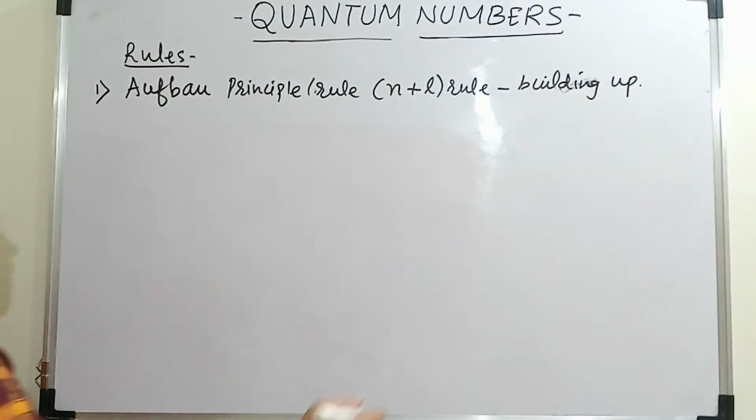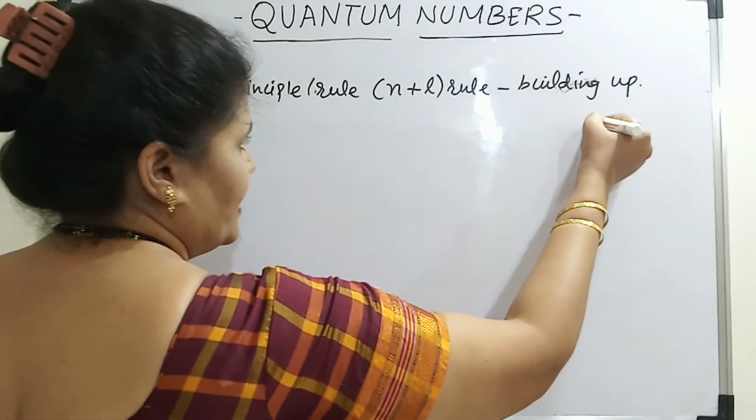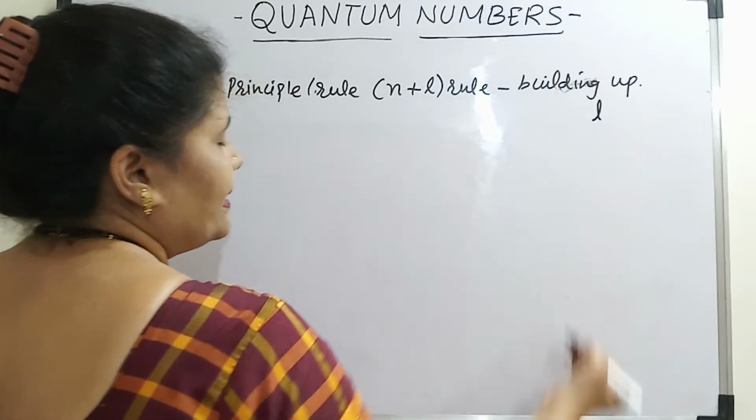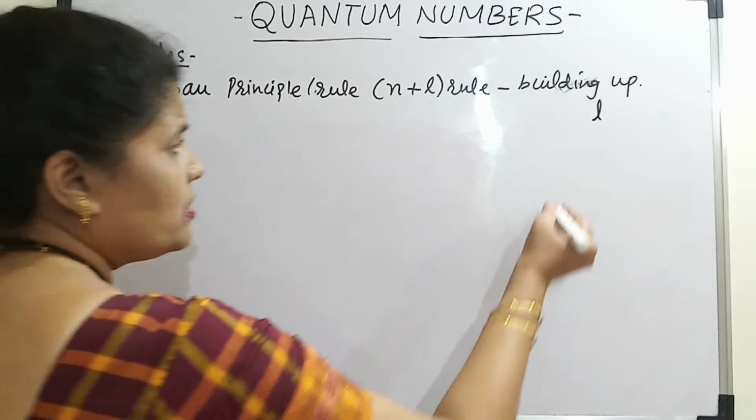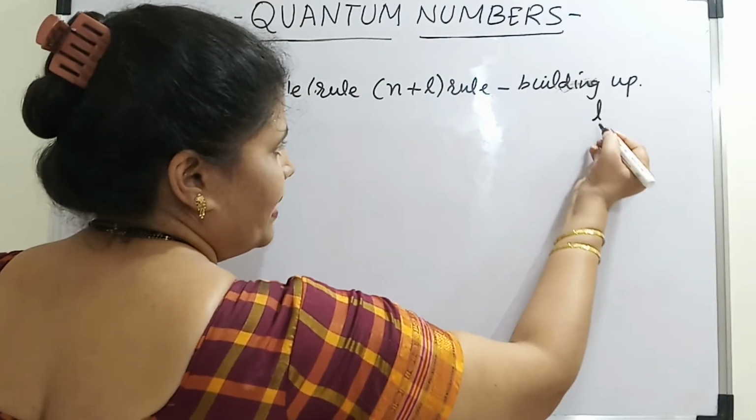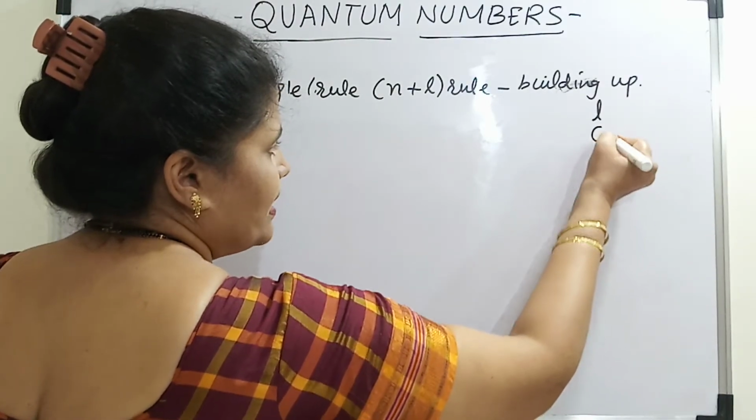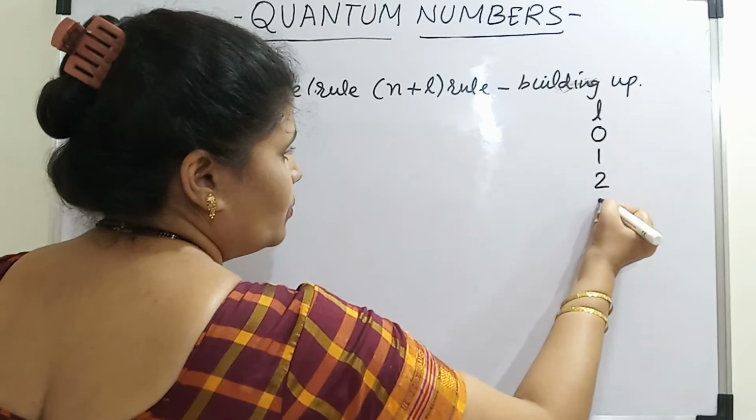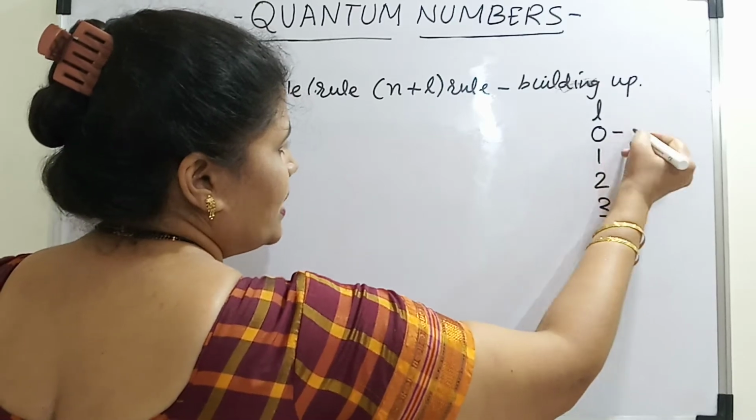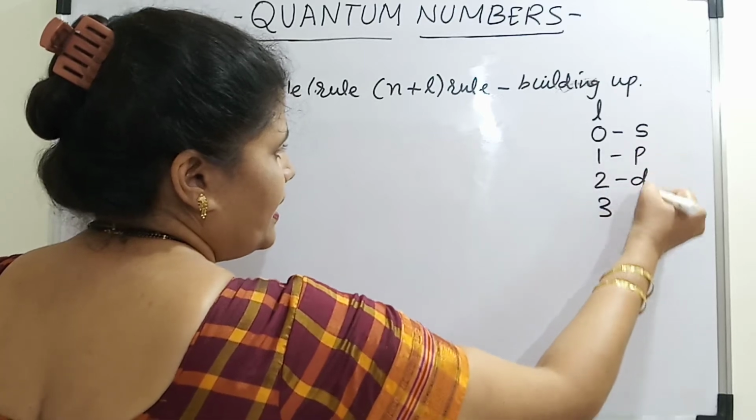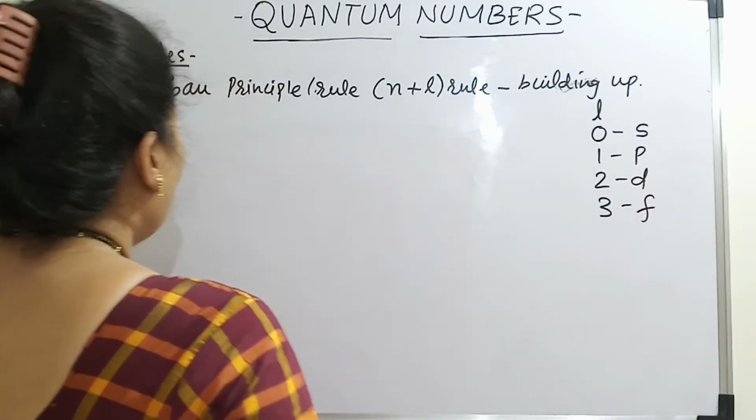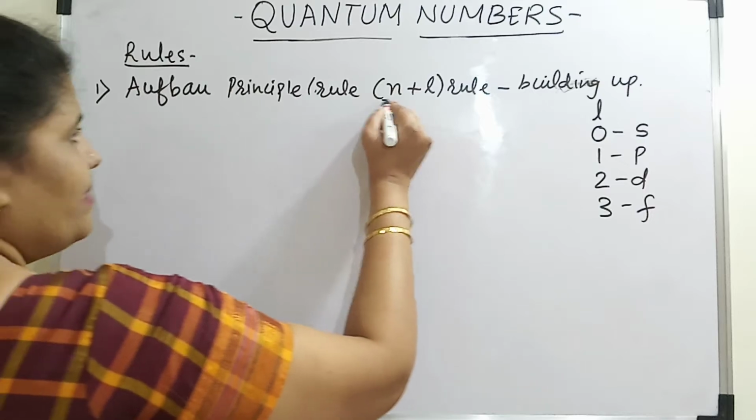To understand this better, let me just revise the principal quantum number and the azimuthal quantum number, which you can see in the videos. This is the azimuthal quantum number. If the value of the azimuthal quantum number is 0, 1, 2 or 3, then it represents the S subshell, P, D and the F subshell. Now let us see the meaning of the N plus L rule.